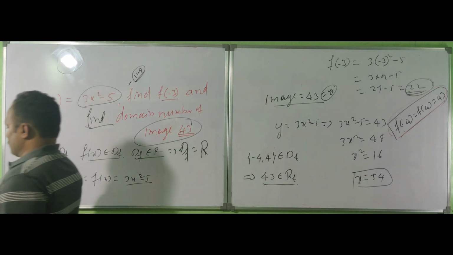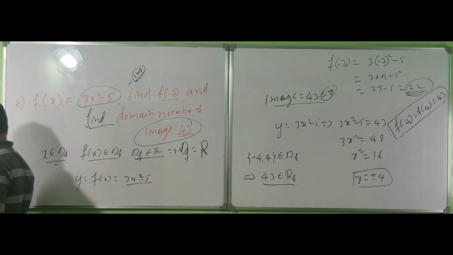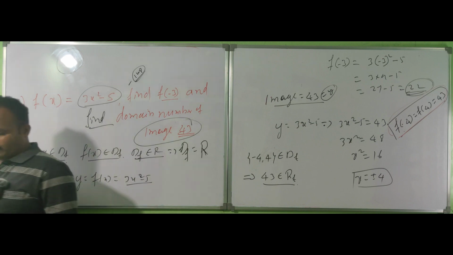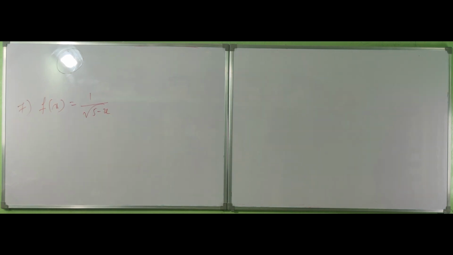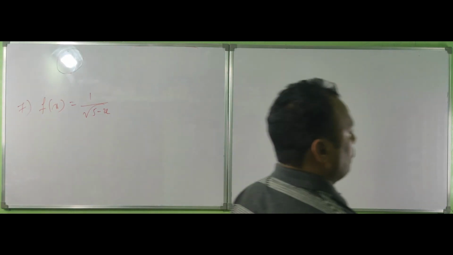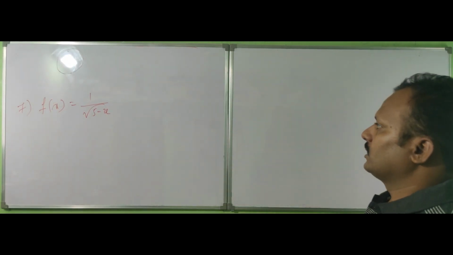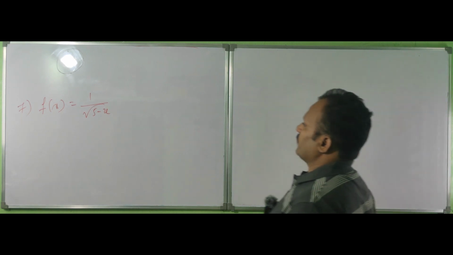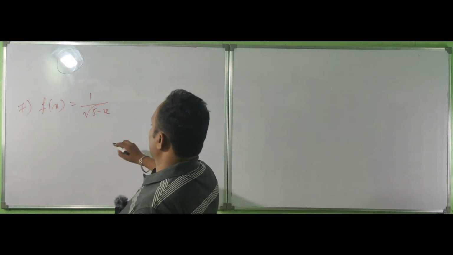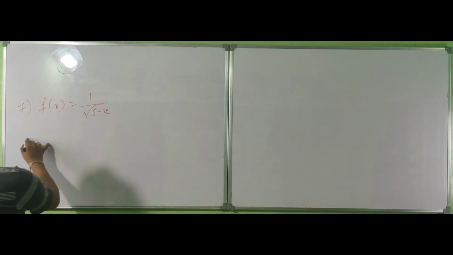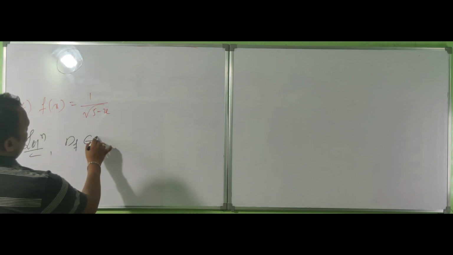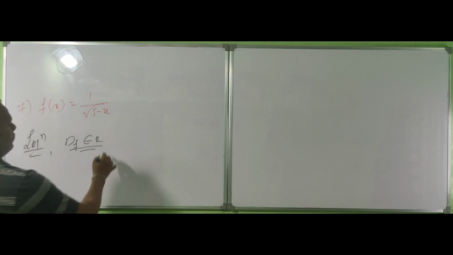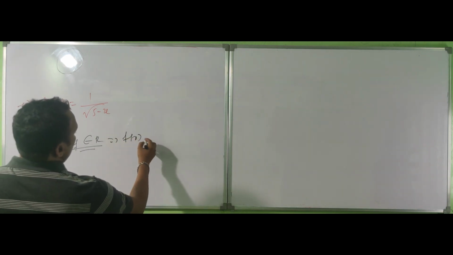Okay, next question: find the domain and range for the function f of x is equal to 1 over root of 5 minus x. What is the domain, sir? The domain means the solution. Our domain x belongs to R, which implies that f of x belongs to R.